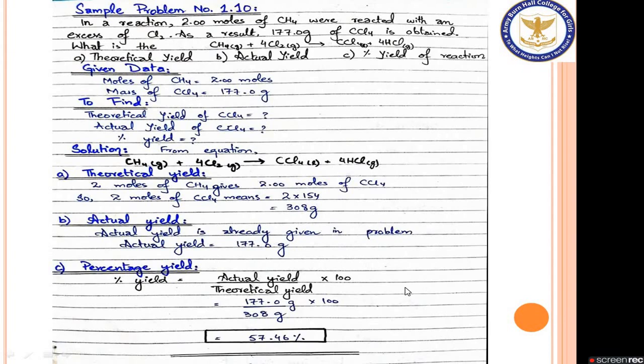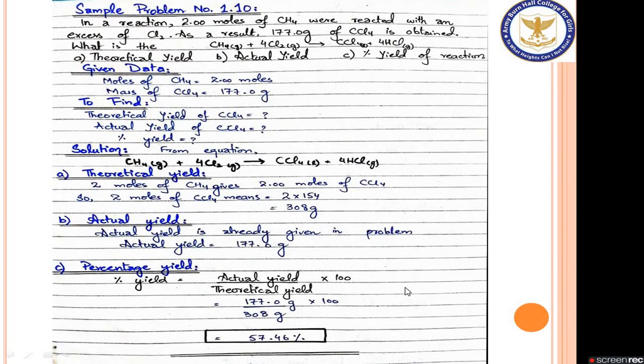We have the next sample problem, that in a reaction 2 moles of methane were reacted with an excess of chlorine. As a result, 177 grams of carbon tetrachloride is obtained. The balanced chemical equation is already given to us. What we have to calculate is the theoretical yield, actual yield and percent yield of the reaction. In the given data, we have moles of methane equal to 2 moles and the mass of the carbon tetrachloride equal to 177 grams. We have to calculate three things: theoretical yield of carbon tetrachloride, actual yield of carbon tetrachloride and percent yield.